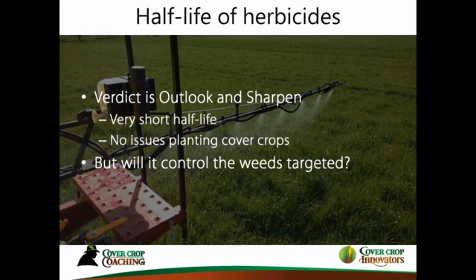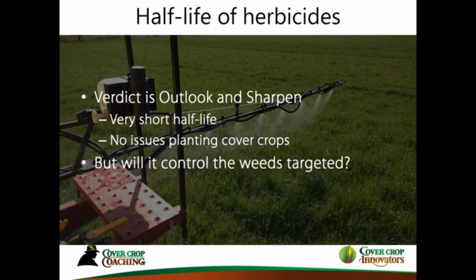But even if you're not interseeding and you're just planning on planting a cover crop after your corn, your soybeans, or even wheat or whatever, you need to understand the half-life of herbicides. You can find that information out there. It's not hard to find, and since there are so many herbicides, I'm not going to go over them all. I will point you to a website that describes a lot of these, though. So with one like Verdict or a short half-life type herbicide, we don't have to have much concern.